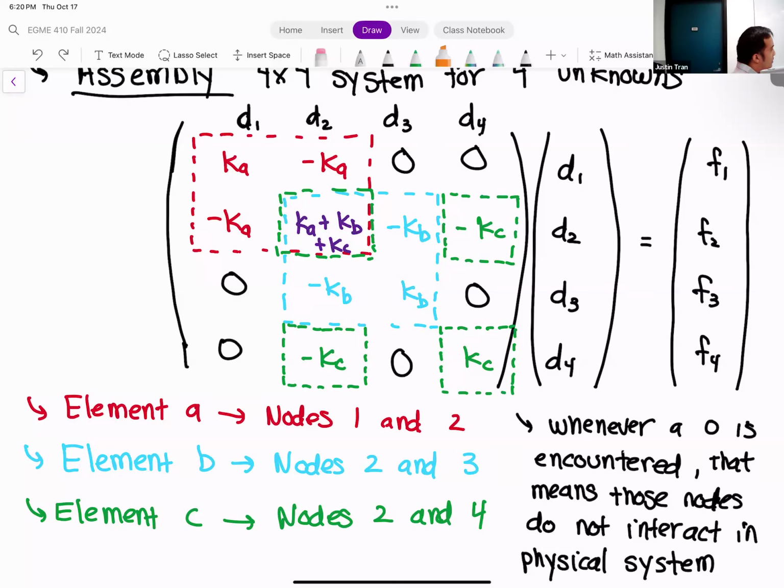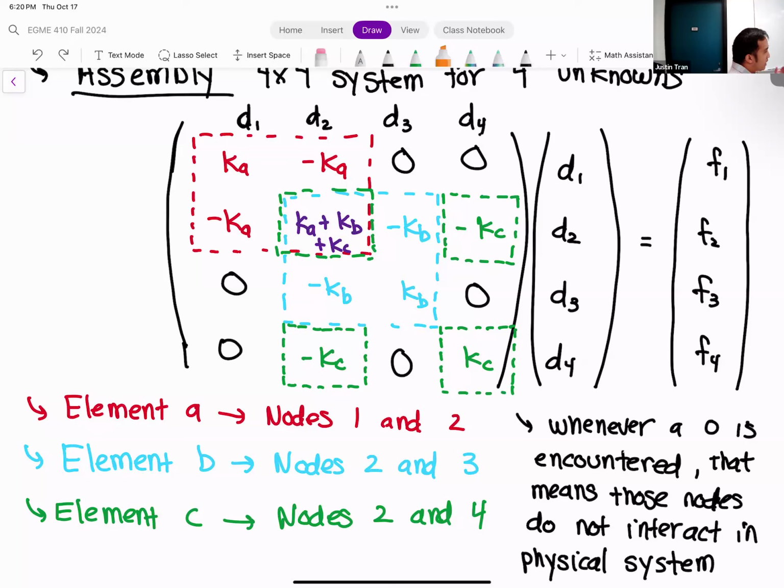One of the most common mistakes that I see, not necessarily for these types of problems, because a 4x4 system is easy to keep track of. Once we start to get into 2D problems that involve trusses and beams, these matrix systems are going to become 12 by 12, 14 by 14, 16 by 16. And so, even for a 12 by 12 system, you have 144 different numbers in this matrix.